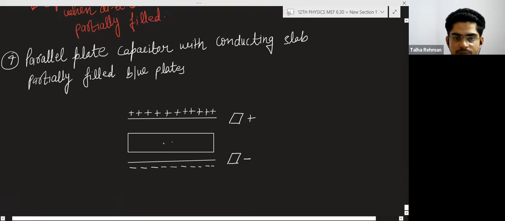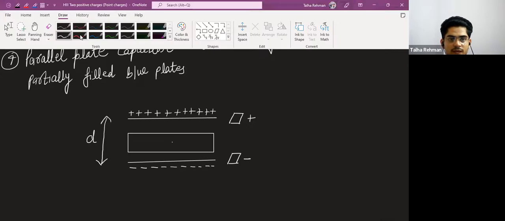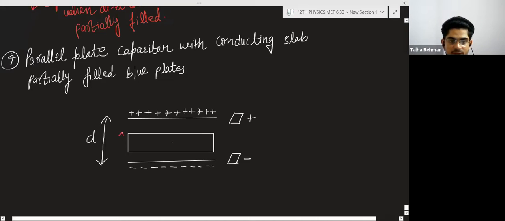This is a slab, but this is a conducting slab. And again, we have studied that I am taking the distance between two plates as d. And the conducting slab is filled in a thickness t only.